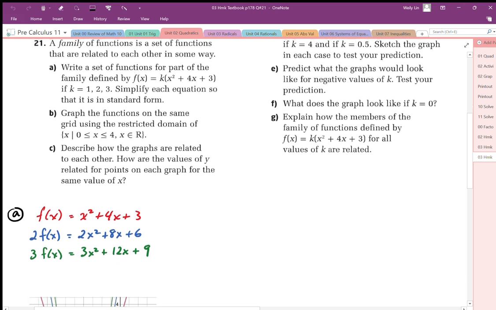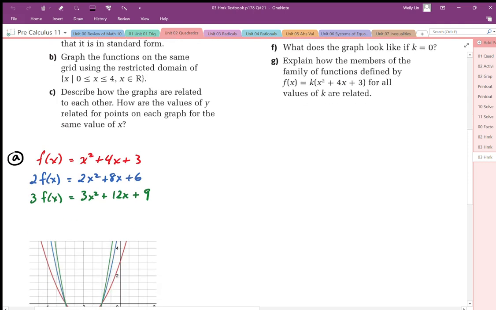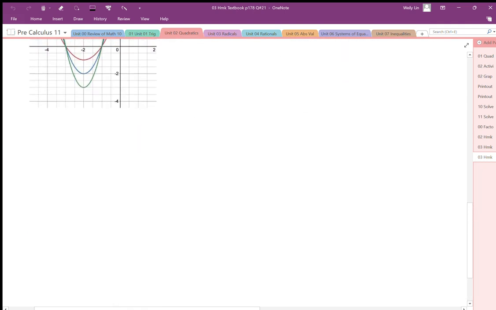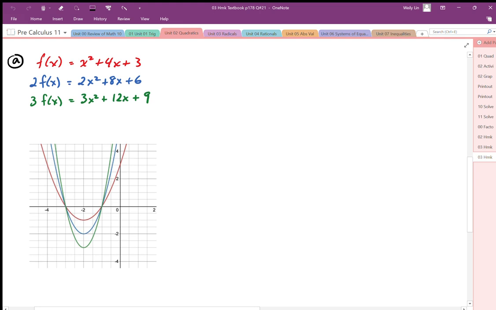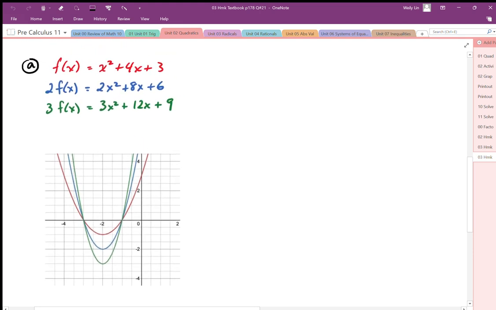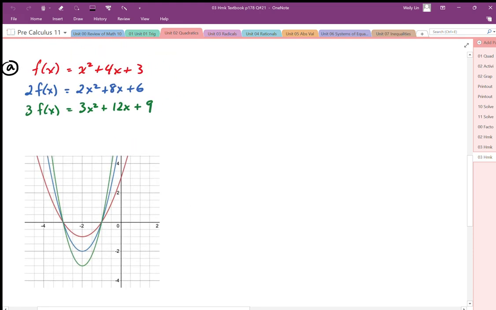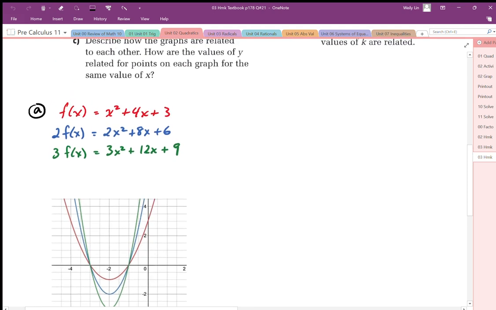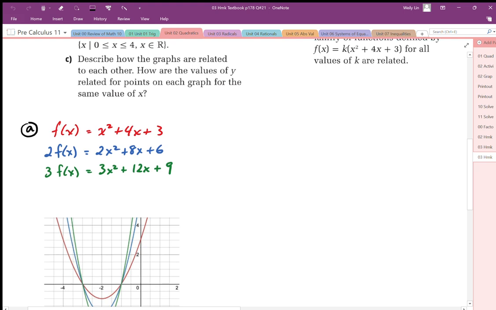Now when we graph it, it asks us to graph from 0 to 4, but I graphed it slightly differently. I've graphed it looking like this. So we can see that the original red function is the f of x, and when I multiplied it by 2, I get this blue function, and when I multiply it by 3, I get this green function. So we want to know how the graphs are related to each other.